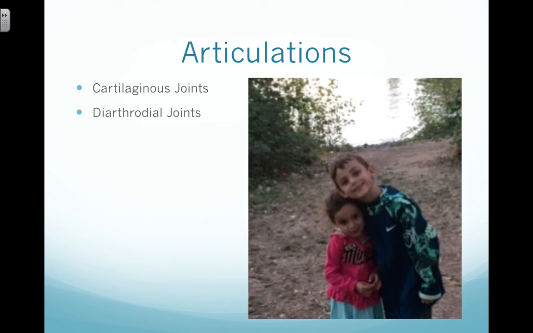The cartilaginous joints and the diarthrodial joints. The cartilaginous joints are the intervertebral discs and their relationship to the vertebral body, and then the diarthrodial joints would be the zygapophyseal joints between the vertebral bodies. Also, don't forget the diarthrodial joints connecting with the skull and with the pelvis as well.